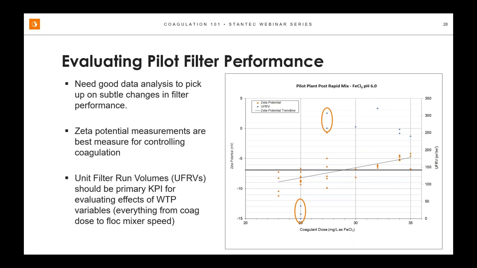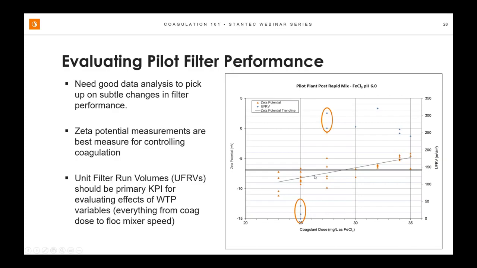This is some data from another plant that shows that you really need good data analysis to pick up on some subtle changes in the filter performance. So we use zeta potential again, and we used unit filter run volume as the measurement. So these blue dots are the unit filter run volume. At this particular dose of ferric, anything from let's say 27.5 up to 30, filter production was really good. But if we drop that down by just a couple milligrams per liter down to 25, filter performance went completely bad. We couldn't get these filters to ripen with just 2 or so milligrams per liter.